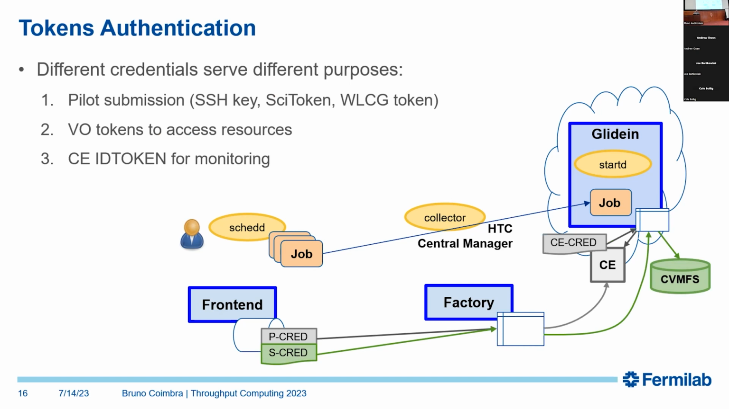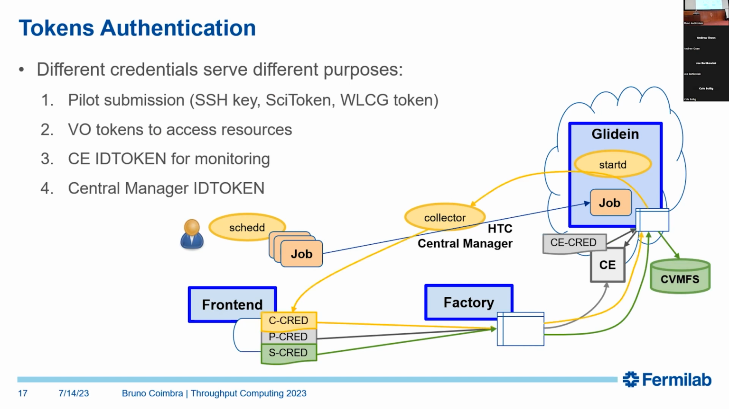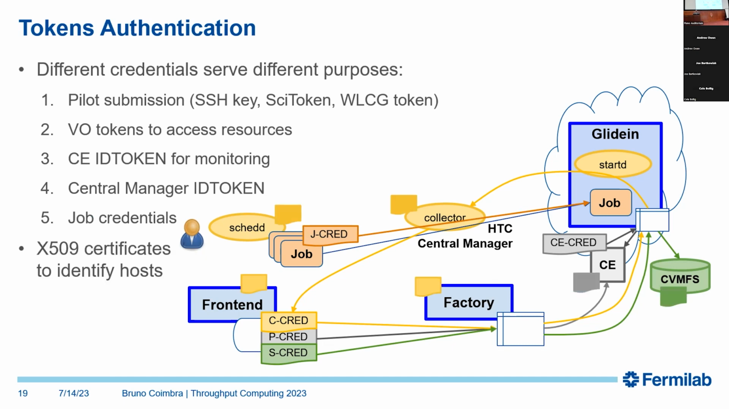We have ID tokens that we can use for monitoring. And other ID tokens for different purposes, which is authenticating back with a central manager to join the user pool. And this is also an example of a credential that the frontend generates. So the way GlideinWMS works now, it generates these ID tokens at will to authenticate back with the collector. We may also have additional credentials that are sent along within the job, the user job, not the pilot here, that will end up inside the Glidein as well. We still need certificates, however, to authenticate the hosts. So X509 is not going away completely.